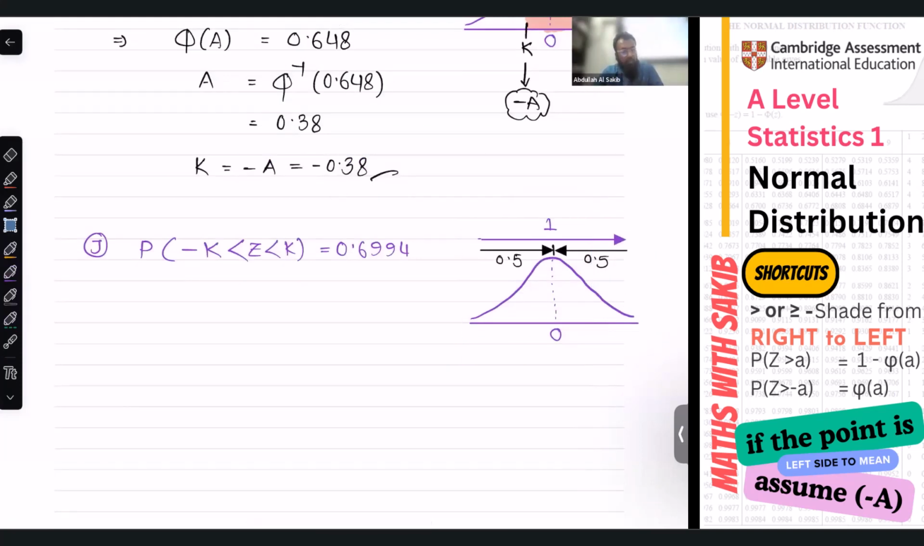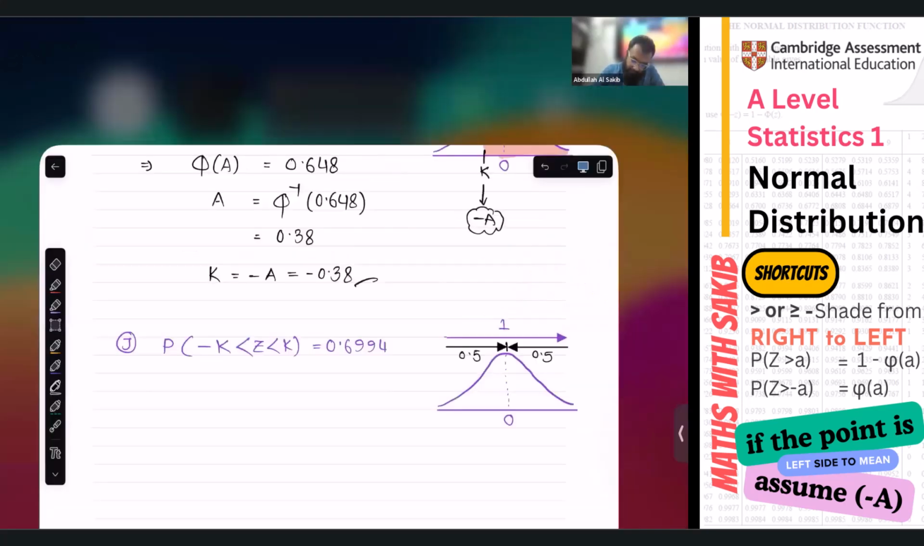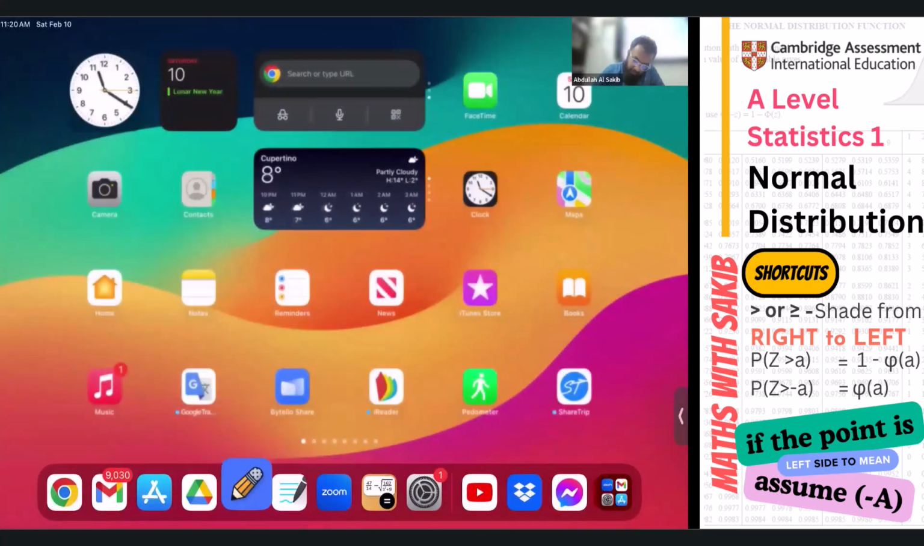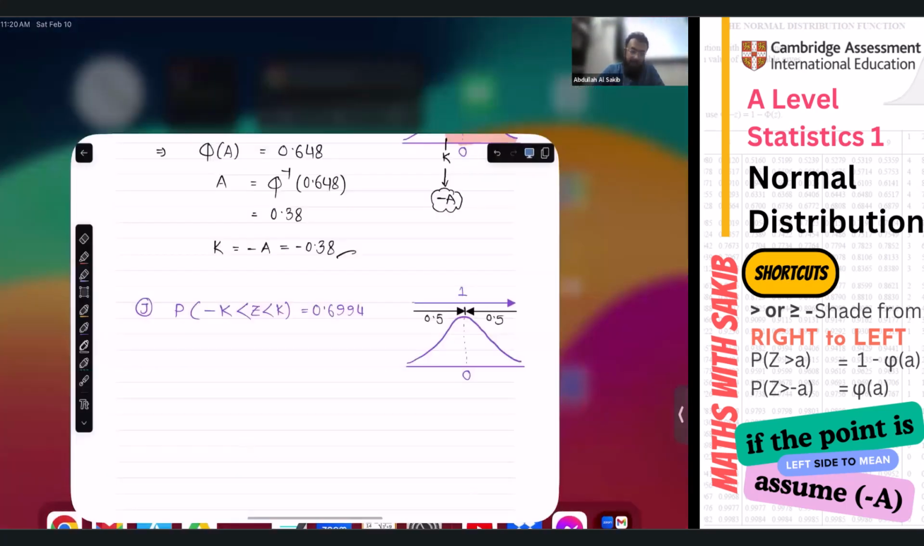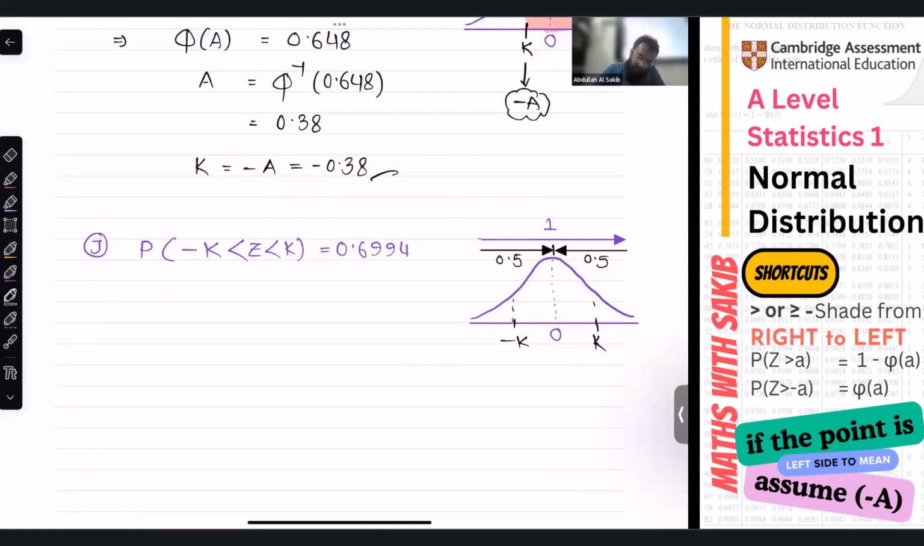Okay. So minus K to K, 69%. So this point will be minus K and this point will be plus K. Clear? 69%. So this much area.